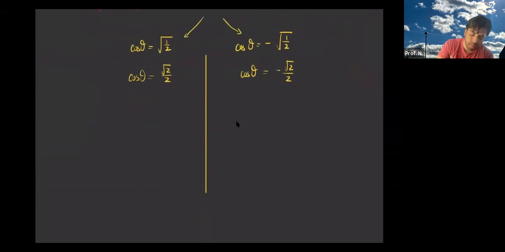So then I have to realize, wait a minute, when is cosine positive? Theta is in quadrant 1 or quadrant 4. When is cosine negative? Theta is in quadrant 2 or quadrant 3. You guys see that? So when you do cosine inverse of rad 2 over 2, what is theta then? What's the angle in the first quadrant whose cosine is rad 2 over 2?